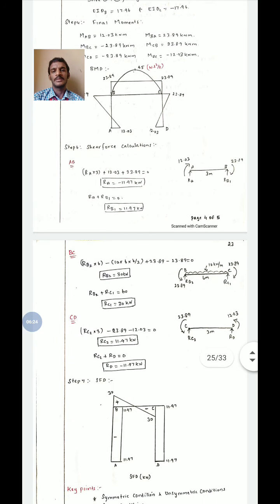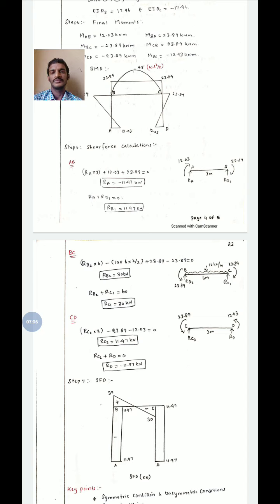Second part of the problem, shear force calculation. For shear force calculation, we have to calculate the reactions first and then the shear force diagram. Shear force will be calculated for each span using the bending moments calculated in step 4. For the AB portion, there is no load acting as given in the problem. We have to consider only the moments at the left hand and right hand. In the left hand, there is 12.03 clockwise direction and in the right hand 23.89 clockwise direction.